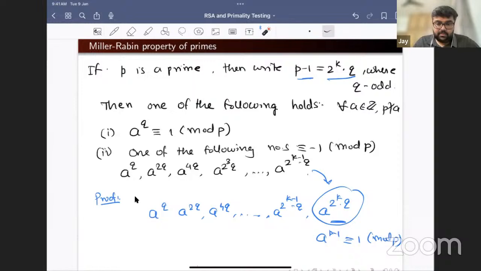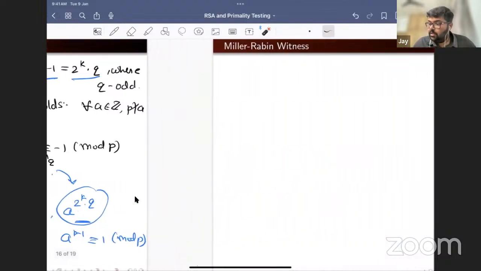Very nice property, just like Fermat's property. So p is a prime. Then write p minus 1 like this, then take the odd power. Either it is 1, or in the sequence up to a raised to 2 power k minus 1 times q, one of them is minus 1. So again, if p is a prime, then one of these is true. So again, use the contrapositive. If this is not true and none of these is congruent to minus 1 mod p, then we can definitely say that p is not prime. So this gives us the Miller-Rabin witness.